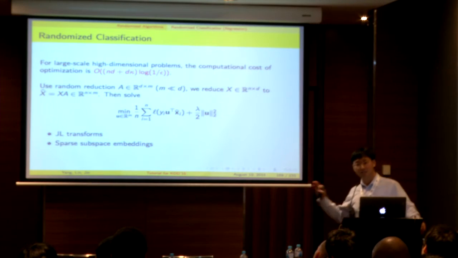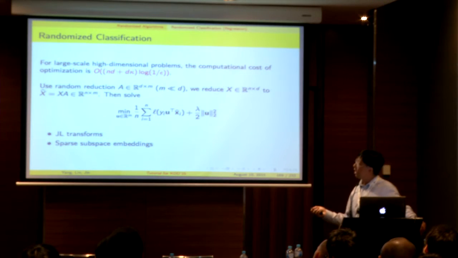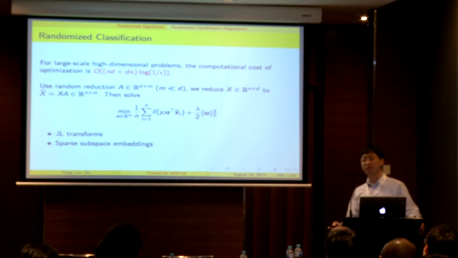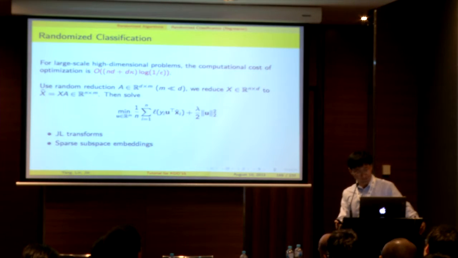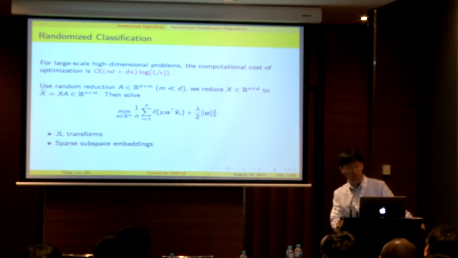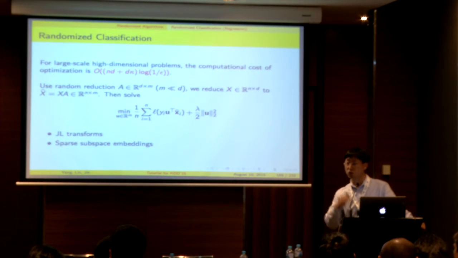Then we can solve the classification problem using the reduced feature vectors. The optimization problem is pretty much similar to before, but we use the reduced m-dimensional feature vectors instead of the original d-dimensional vectors, and we learn a vector in the reduced m-dimensional space. For the random reduction matrix A, we can use the JL transform or subspace embedding. In practice, people have found that this randomized reduction applied to classification can get a model which achieves performance very close to the optimal model we can obtain from the original data matrix X.